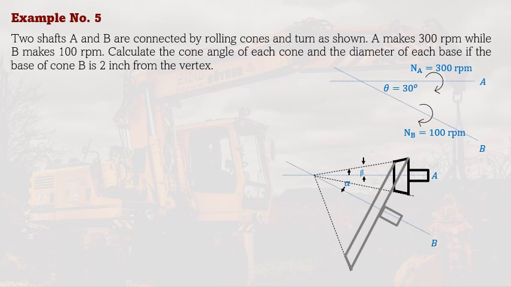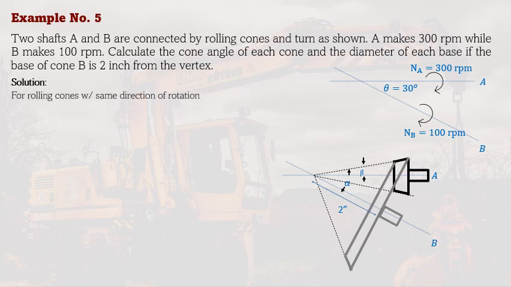So unlike our previous example, our cone angle of A would be denoted by beta, and then our cone angle of B would be alpha. So the distance between the vertex and the base of cone B as given in the problem is 2 inch. So that's why we have here 2 inch.